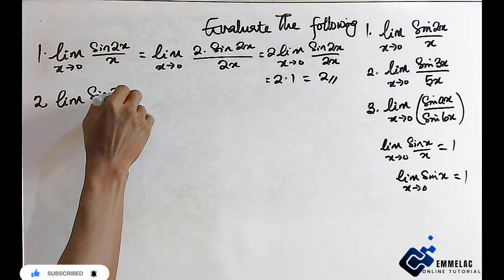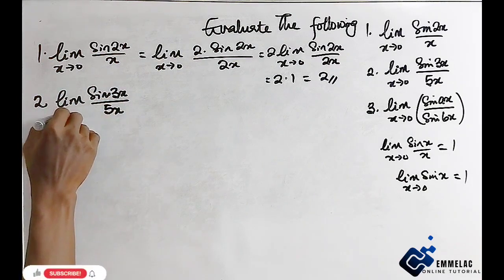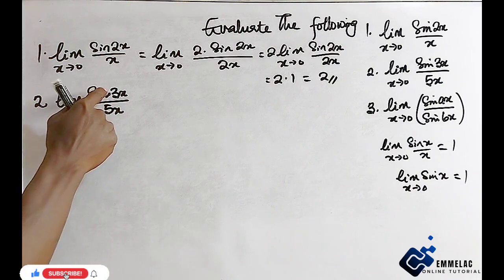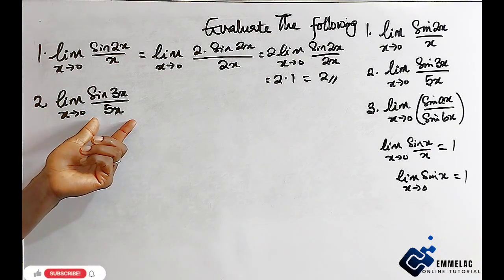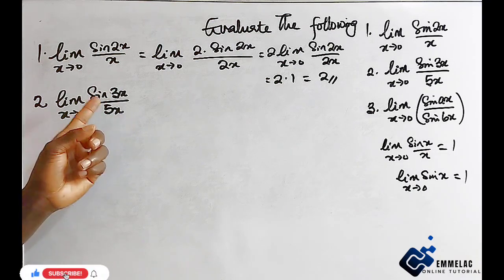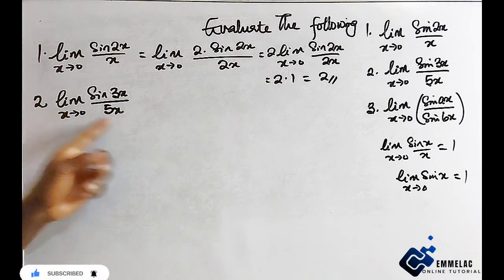Alright, for number two, here we have the limit of sine 3x all over 5x as x tends to 0. Now in this case, we are having sine 3x all over 5x. So what we have to try to get here now is sine 3x over 3x.